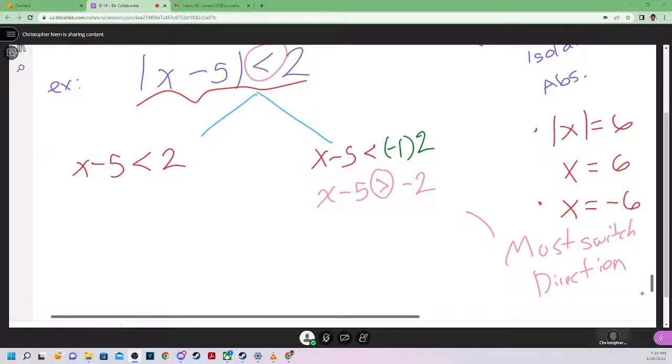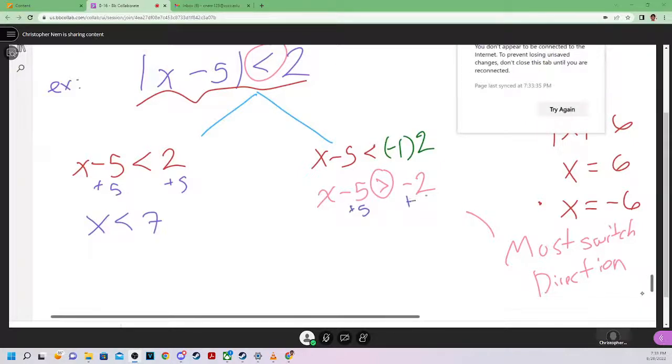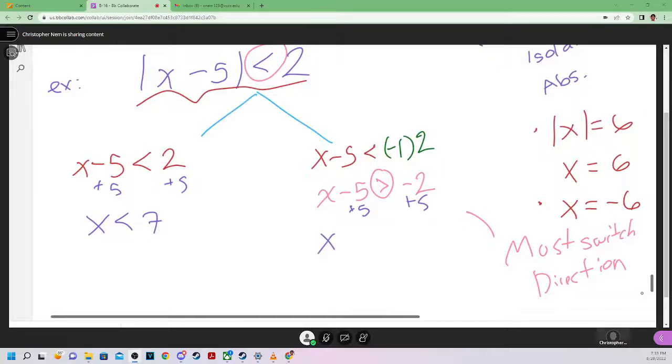Well, I have to add 5 to both sides. Oops. Add 5 to both sides. I get x is less than 7. And then over here, I swap the direction. Now I have to add 5 to both sides. I get x is greater than 3.